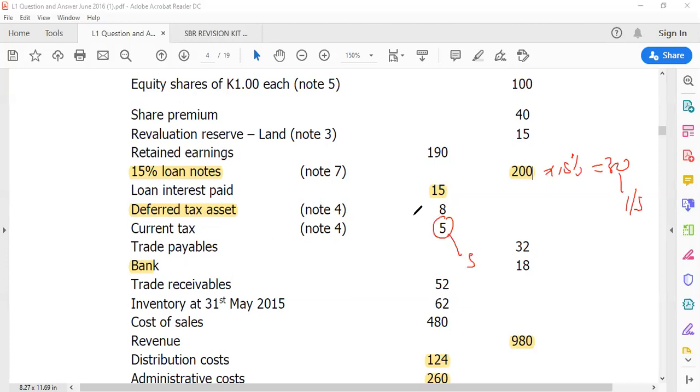Deferred tax asset, we have 8. You see? Simply take it straight to the income statement. Plus, what else do we have? Something else is coming up in the notes. I'm going to explain something on deferred tax here, why I'm just taking it straight to the income statement. I'm going to explain as we go to the note, because it's note number 8. But I assure you, simply pick this figure and add it to the tax in the income statement. I'm going to explain why we are doing that.